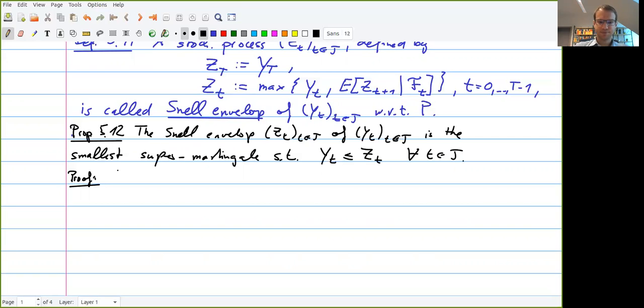Okay. So if you look at the process, it's easy to see that this is an adapted process, because z is just the supremum of two adapted processes. And it's easy to see it's the maximum of two integrable processes, so it's integrable again. So the only thing we really need to check here, and this is also simple, is that it has the supermartingale property.